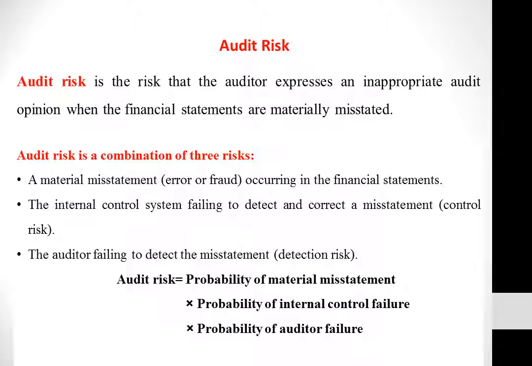So audit risk equals the probability of material misstatements multiplied by the probability of internal control failure multiplied by the probability of auditor failure. The first 2, the probability of material misstatements and of internal control failure, are related to the client. The third component, the probability of auditor failure, is related to the auditor himself, and he can control it by increasing analytical procedures or substantive procedures as he likes.